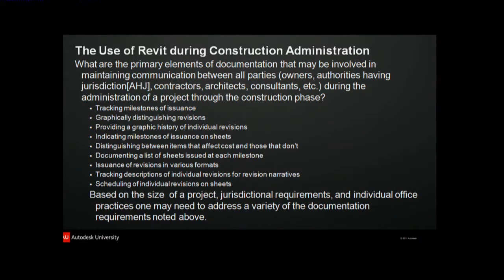I'm going to skip the cost item there. I'll come back to that later. Documenting a list of sheets issued at each milestone. An example of this would be a revision matrix. You might use that on a larger project where you want to see every sheet and at what milestone it was issued.